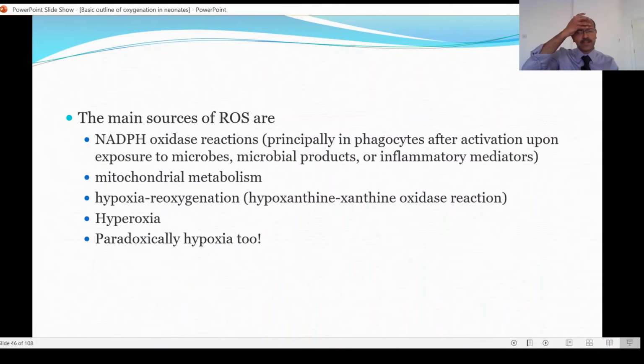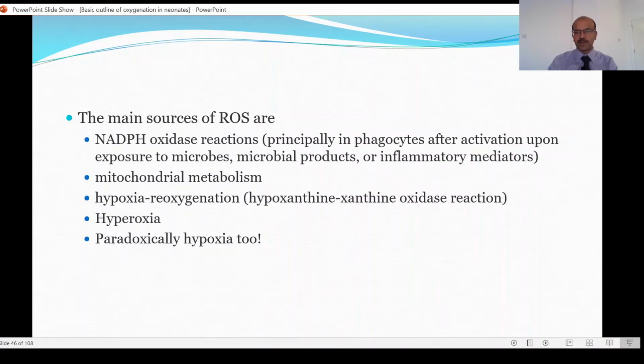So it's also part of the reaction in the phagocytes after activation, when they're exposed to microbes, microbial products, or inflammatory mediators. Phagocytes are obviously brought into the tissues wherever there is inflammation, and so any inflammatory mediation can cause increased reactive oxygen species. So this point is very important to remember when we talk of maternal problems like chorioamnionitis and the effect of that on lung disease and so on in the baby.